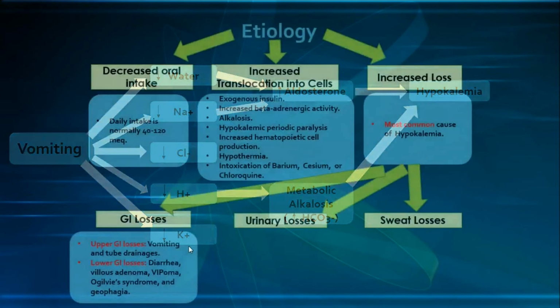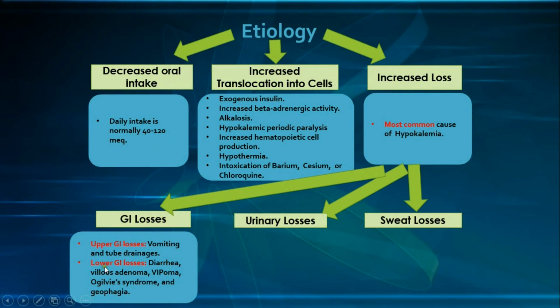Great, so let's get back to our original flowchart where we have reached lower GI losses, which includes diarrhea, villous adenoma, VIPoma, which is a vasoactive intestinal peptide secreting tumor, Ogilvie syndrome, and geophagia. In a nutshell, all of those examples have increased potassium excretion through the lower GI tract, except for geophagia, which is clay ingestion, in which clay binds the potassium in the GI tract and it is therefore excreted through the tract.